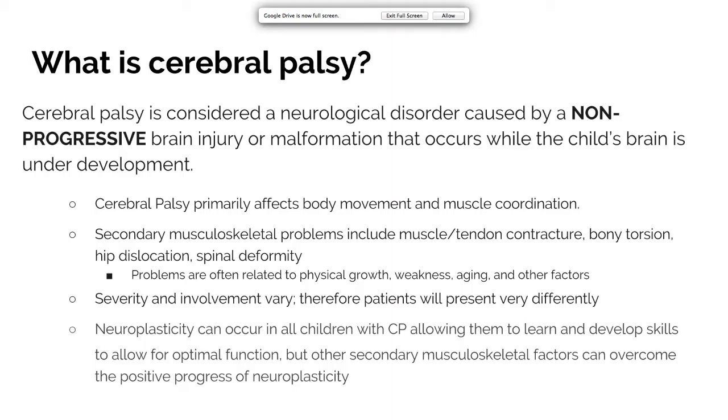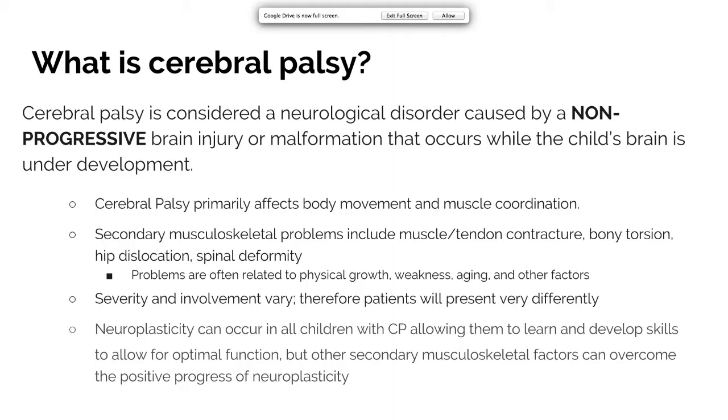As a broad definition, cerebral palsy is a non-progressive disorder caused by brain injury while the child's brain is under development. This can be due to many things, such as lack of oxygen, physical trauma, infection during pregnancy, and severe jaundice. Cerebral palsy primarily affects body movement and muscle coordination, where the child will often have excessive tone that commonly presents in the ankle plantar flexors, the hip flexors, the hip adductors, and the hamstrings for the lower extremity.